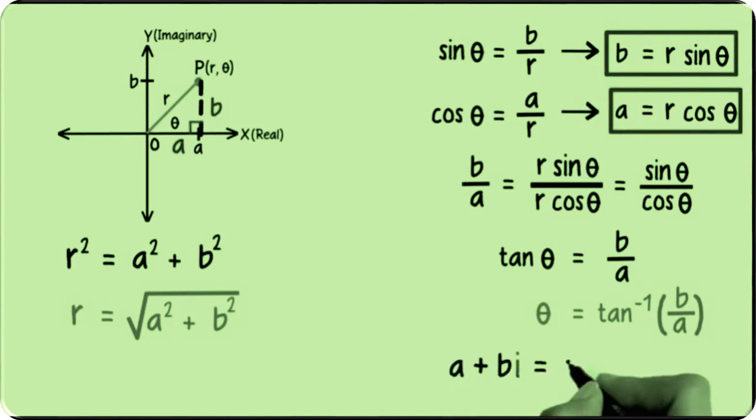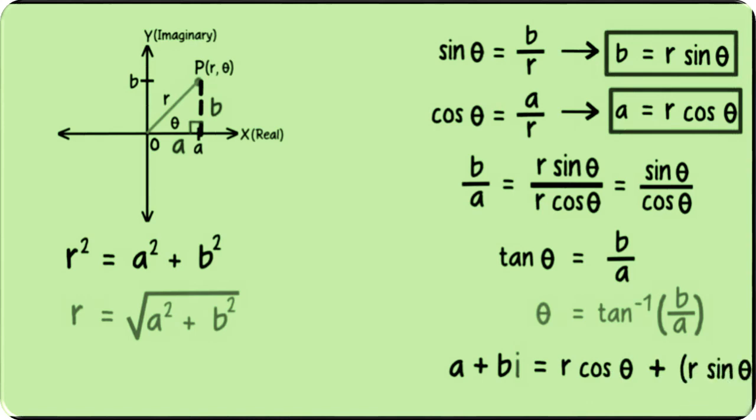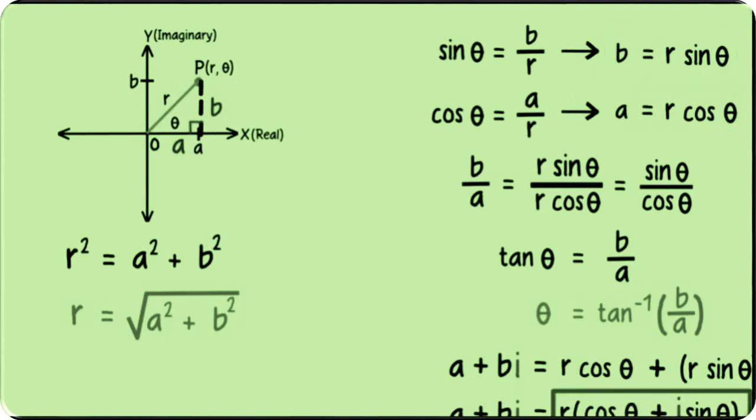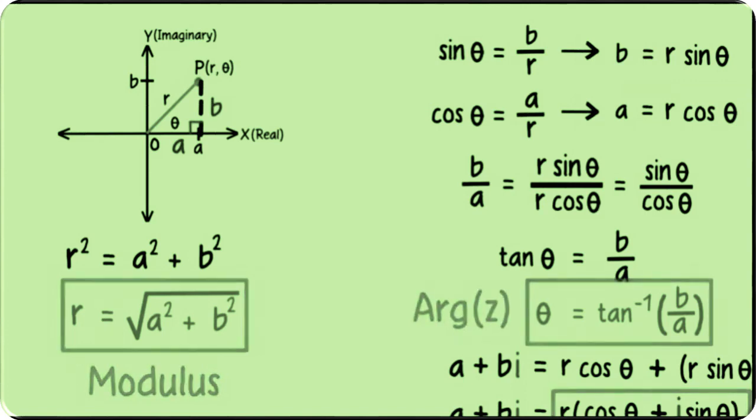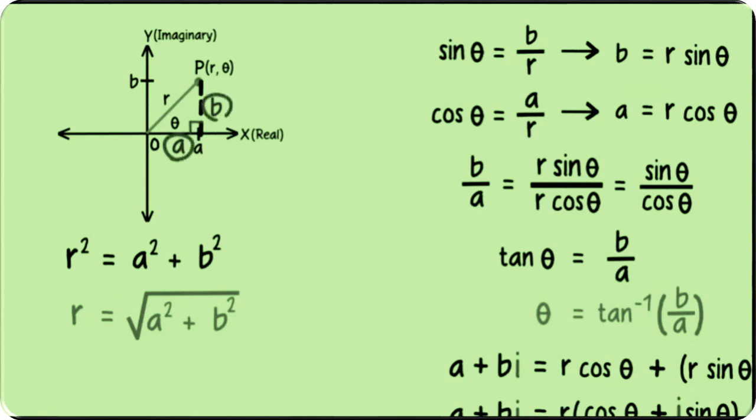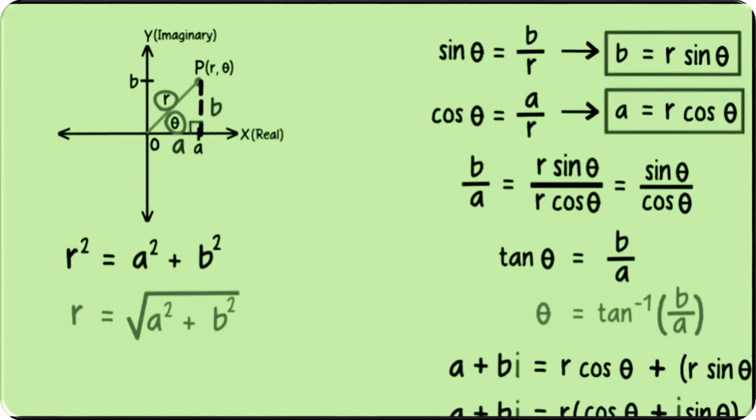So the complex number A plus Bi can also be written as R cosine theta plus R sine theta times i, as R is common to both terms. We can write it as R times cosine theta plus i sine theta. This is the polar form of the complex number. R is the modulus of Z and theta is the argument of Z. So if we are given A and B, we can get the polar coordinates R and theta, and if we are given the polar coordinates, we can get the value of the real and imaginary parts.